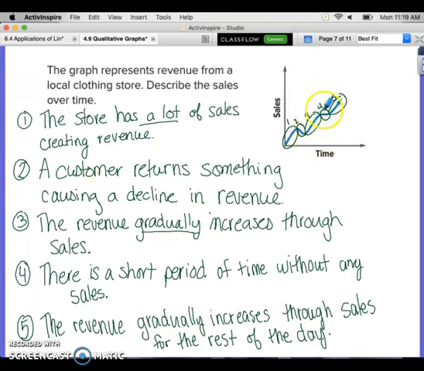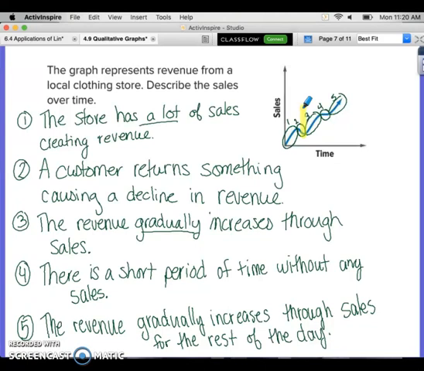Okay, then here, 3, what's happening? The revenue gradually increases through sales. This means because they're selling stuff, their revenue is increasing. It's not a sharp increase, right? It's gradually going up, right? If it was like this, if it was more of almost just a vertical line, that would be quick, right?